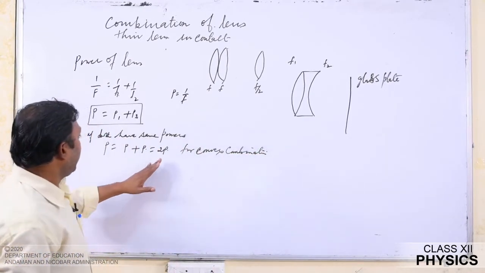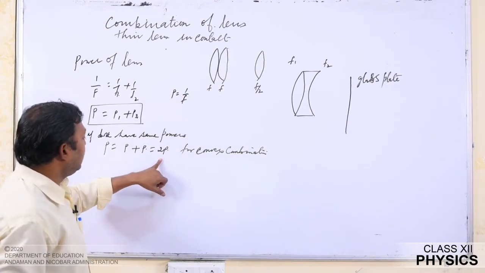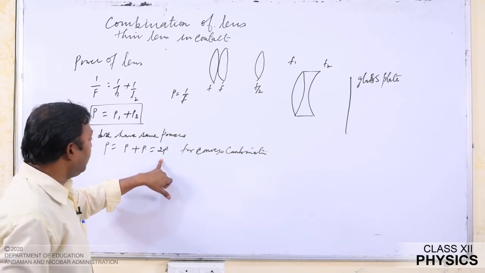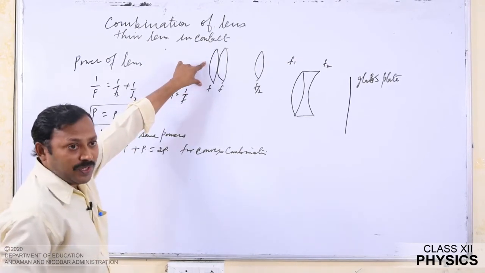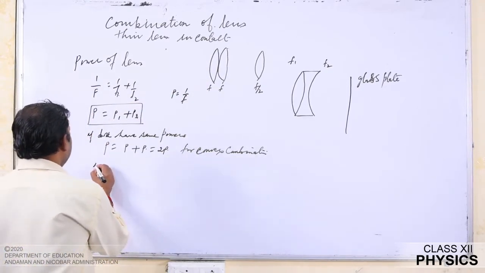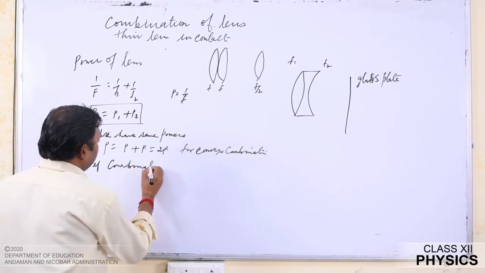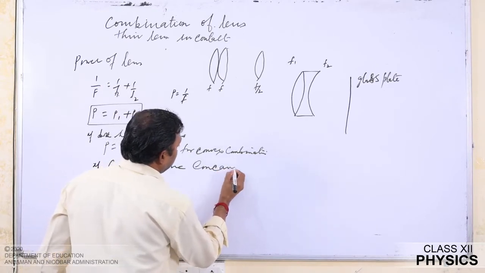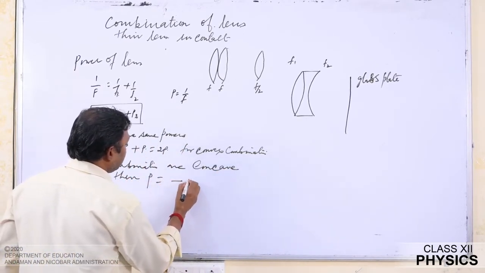So that is, when we combine two lenses having the same power, then the resultant power obtained due to this combination will be equal to twice the power of the individual lens. So here P is equal to 2P, and if both the combinations are concave, then power will be equal to minus 2P.